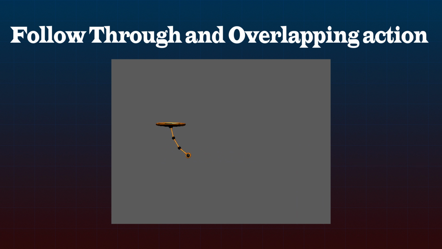Follow-through and overlapping is a principle which allows a part of an object or character to continue moving once its body has come to a stop. Imagine if a character stopped abruptly after running. Their hair and arms might continue to move, much like the bottom of this pendulum once its body comes to a stop.